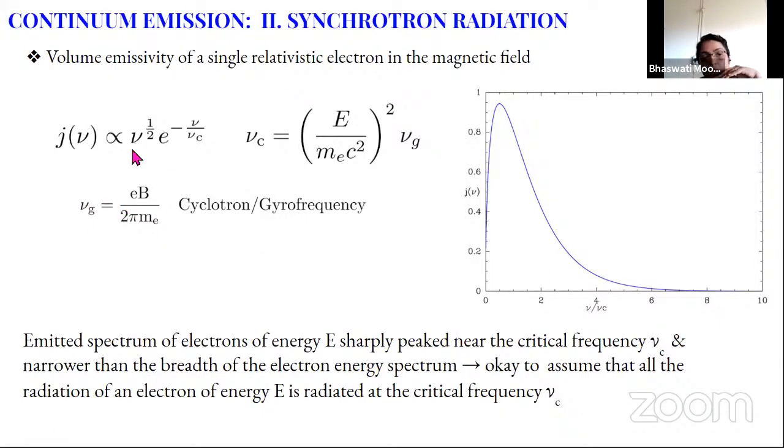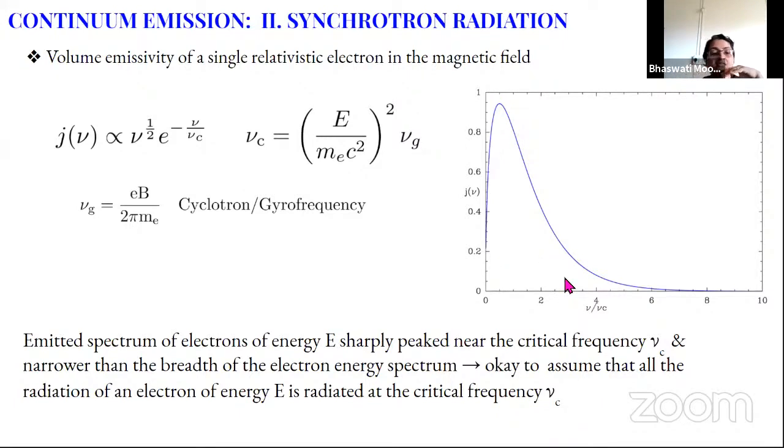And what does this curve look like? If I plot j_nu as a function of nu over nu_c, obviously it peaks at nu/nu_c equal to 1, and then it drops off very fast. This means that the emitted spectrum of an electron which has an energy E will be very sharply peaked near the critical frequency nu_c.